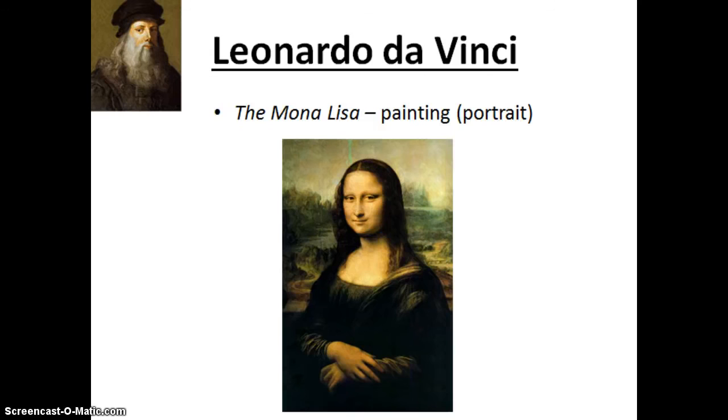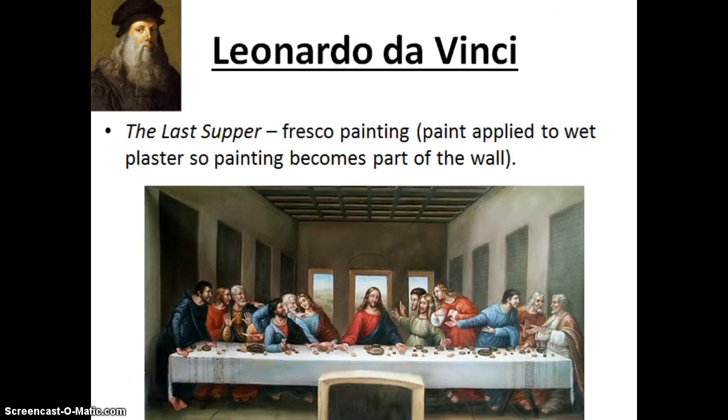Leonardo da Vinci is also going to paint The Last Supper. The Last Supper is a fresco painting, and a fresco painting is a technique where paint is applied to wet plaster. So the painting becomes part of the wall. So this is not something that you can move from wall to wall. It is the wall. It is stuck into the wall. The only way to move it is to cut it out.